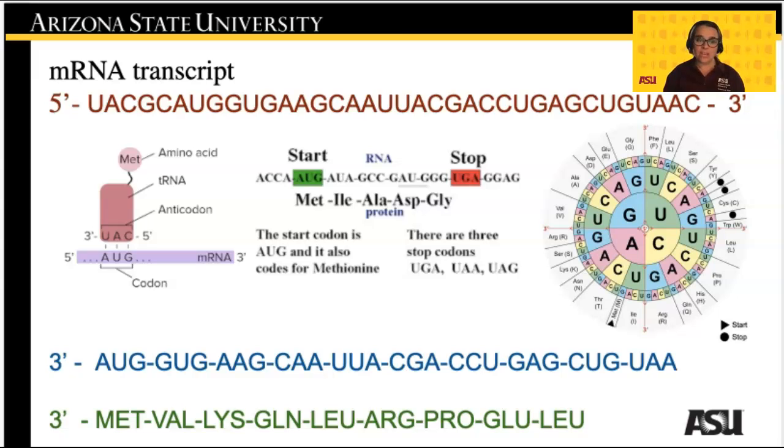So we'd have AUG, methionine, GUG, valine, AAG, lysine, CAA, glutamine, UUA, leucine, CGA, arginine, CCU, proline, GAG, glutamic acid, CUG, leucine, and UAA is a stop codon.